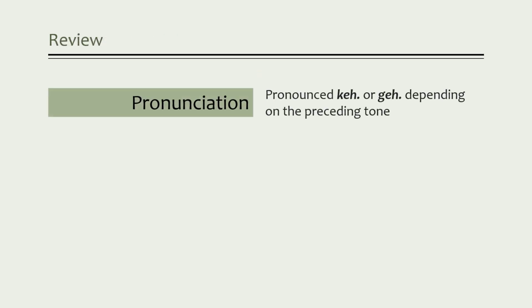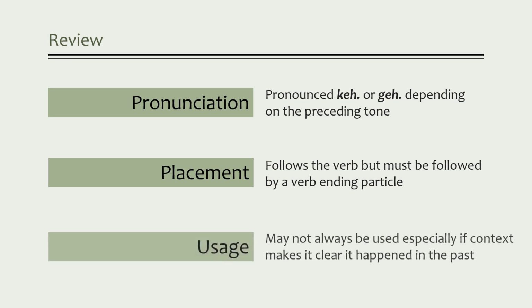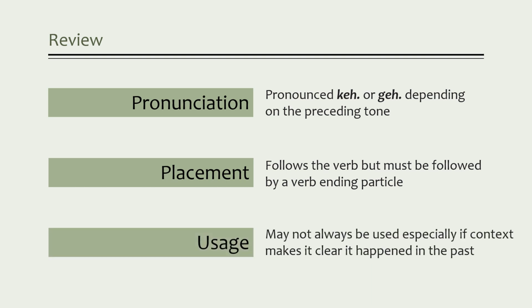So to review, the past tense particle is pronounced ke or ge, depending on the tone that precedes it. It's placed right after the verb, but must be followed by a verb-ending particle, and it's almost always de. Lastly, you may not have to use it if the context makes it clear that it happened in the past. But if you want to be safe, go ahead and include it. That finishes this lesson.